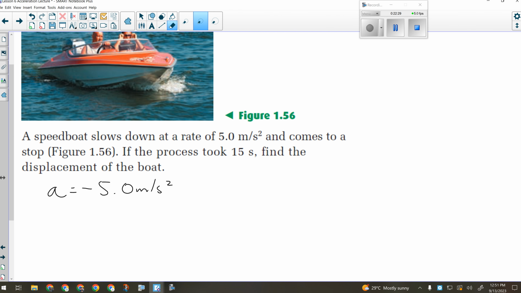And it comes to a stop. What did they just give me? Final velocity, right, it comes to a stop. v_f equals 0 meters per second. The process takes 15 seconds. Find the displacement of the boat. What formula has those things in it?